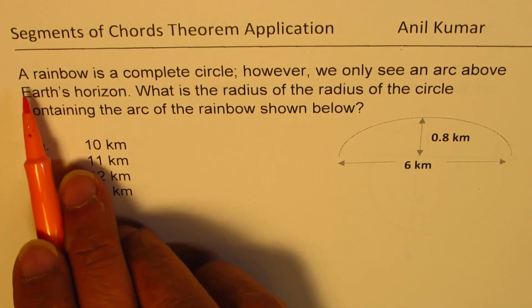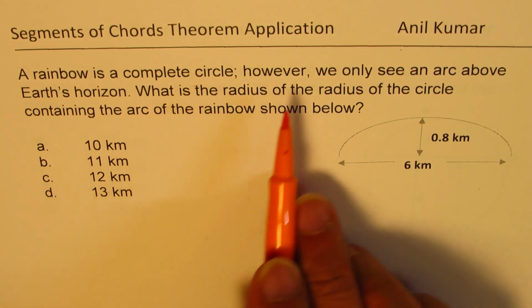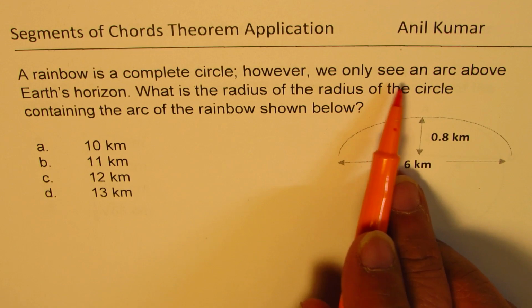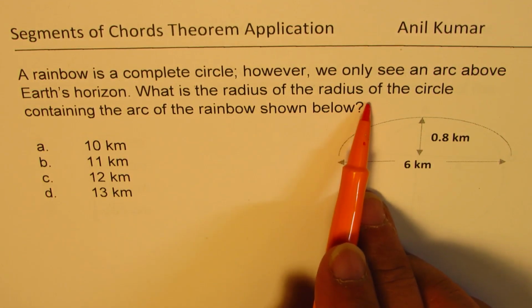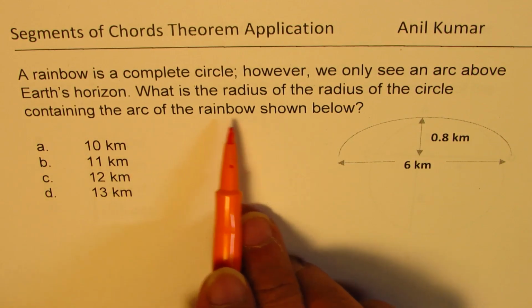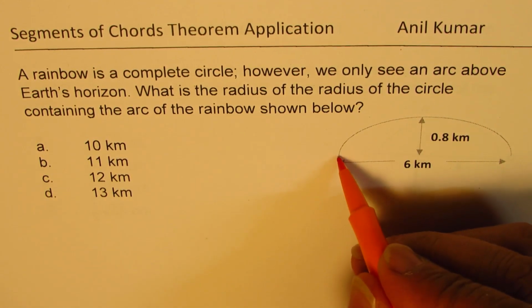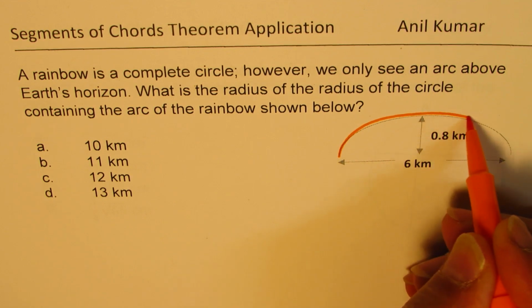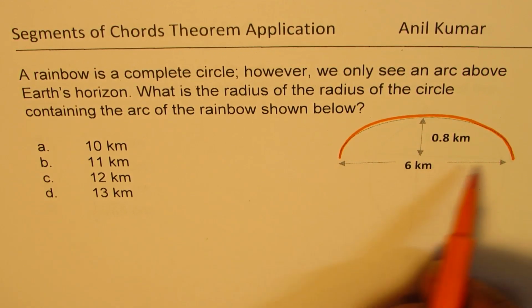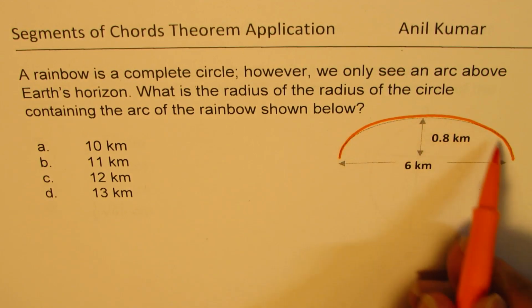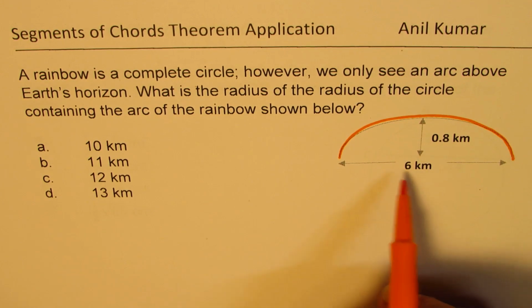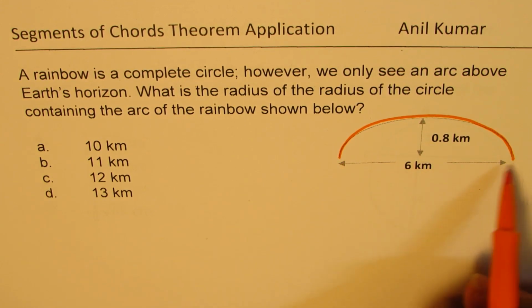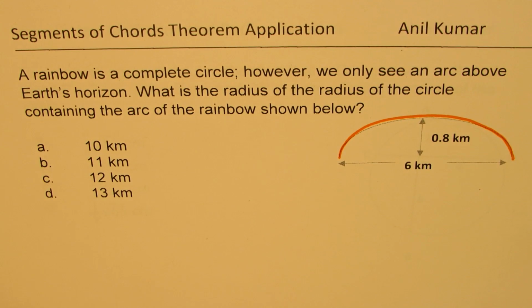Here, a rainbow is a complete circle. However, we only see an arc above the Earth's horizon. What is the radius of the circle containing the arc of the rainbow shown below? So this is the rainbow shown to you, right? It is seen as a part of a circle, which is an arc. The distance here is shown as 0.8, and the chord length can be considered as 6. You get the idea, right?